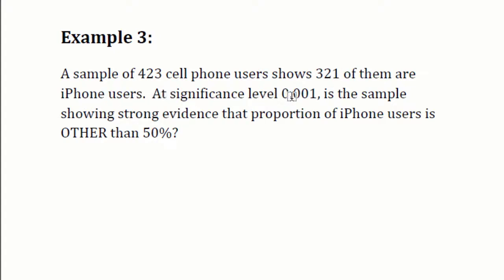At significance level 0.001, is the sample showing strong evidence that the proportion of iPhone users is other than 50%? So apparently with this question right here, is a sample showing strong evidence, this question immediately indicates that it's a testing hypothesis problem. But now, as a starting point, we want to tackle this particular wording right here. We want to prove based on the sample that the proportion of iPhone users is other than 50%.